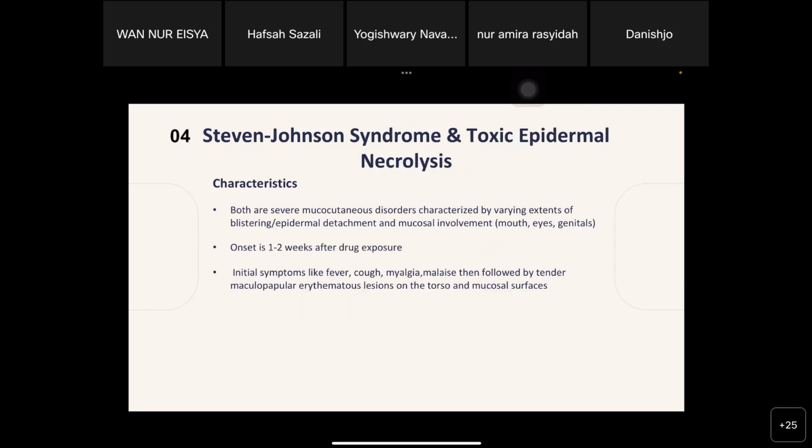The last one that we can encounter is Stevens-Johnson syndrome and toxic epidermal necrolysis, which is in the same spectrum of disease as the erythema multiforme presented by Yogesh just now.